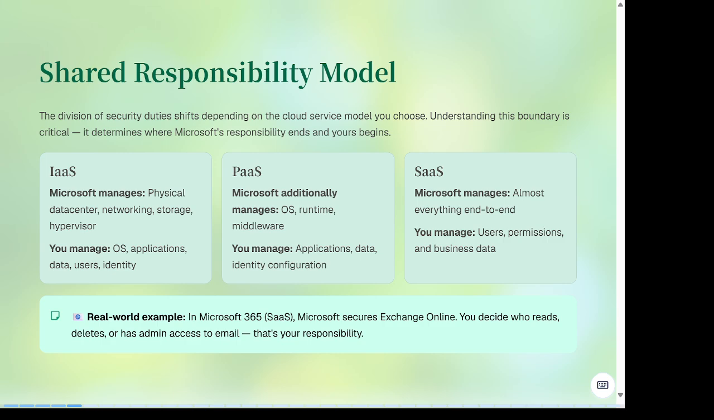Here is an easy way to remember: as you move from IaaS to PaaS to SaaS, Microsoft's responsibility increases from infrastructure as a service to software as a service. Microsoft's responsibility increases, your operational responsibility decreases.